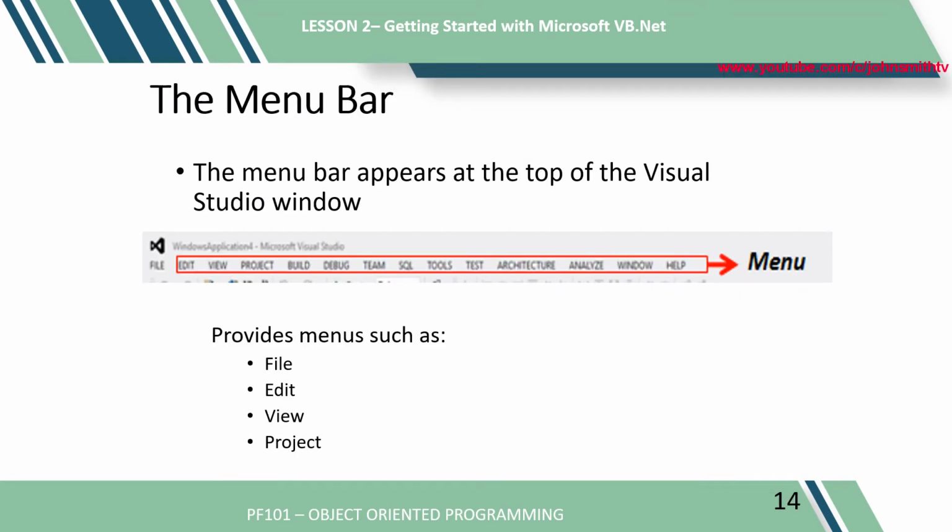Let's slice all the parts of the Visual Basic.NET IDE. Now, we have the menu bar. The menu bar is common for all document windows. It contains the commands required to build an application. The main menu items have some menu items that can be chosen when needed. It also provides menus such as File, Edit, View, Project.